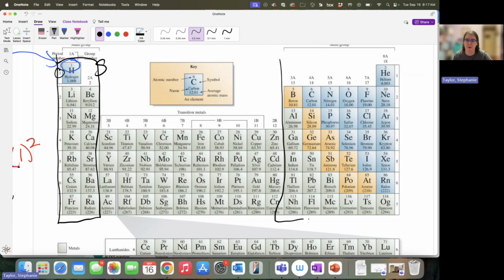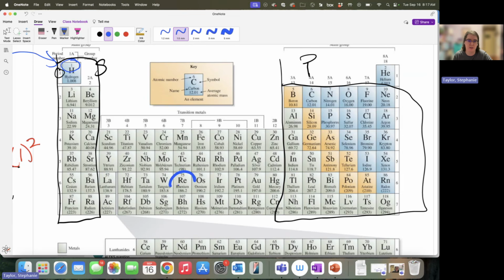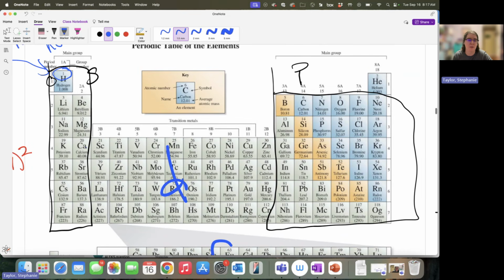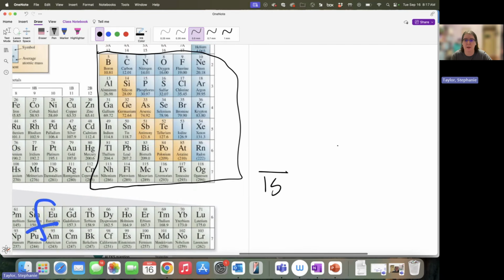This block over here, I'm going to try to avoid helium, is P. This block in the middle is D. This block down here is F. One of the weird things about this is dealing with the D block, so I'm going to go high enough to hit the D block.